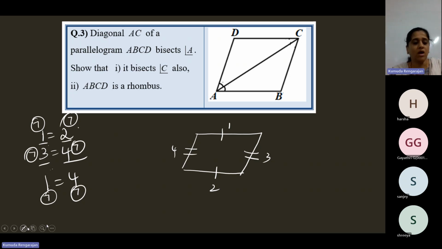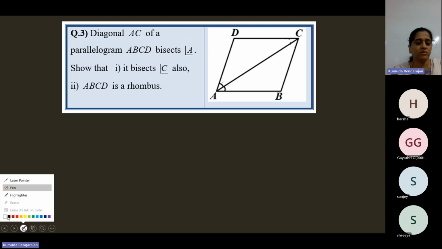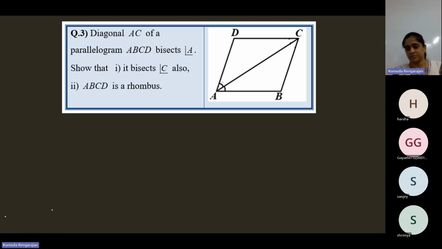So how do you prove that one pair of adjacent sides are equal? That also, you don't have to do congruency. We can do it like this. Angle A is equal to angle C. Yes or no? Why? What's the reason? Opposite angles of a parallelogram are equal.